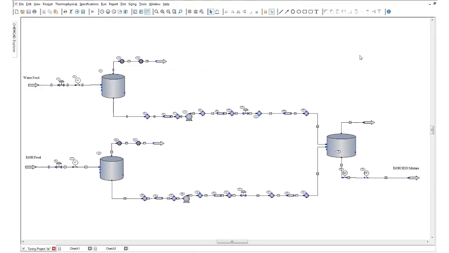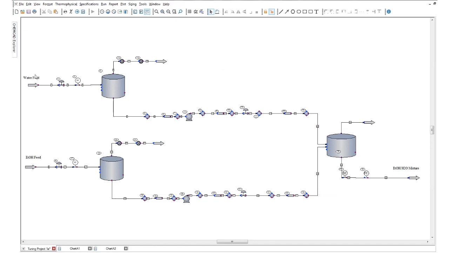Let's take a look at a simple process. Here we're going to be preparing an ethanol water mixture by blending together pure water and pure ethanol in the right proportions. We're going to try to get the desired composition in terms of ethanol mass fraction and also the total flow rate that we desire.